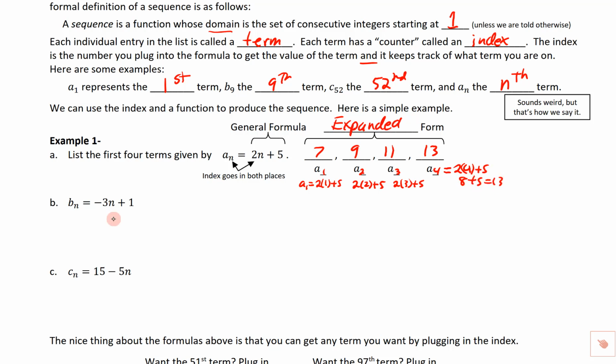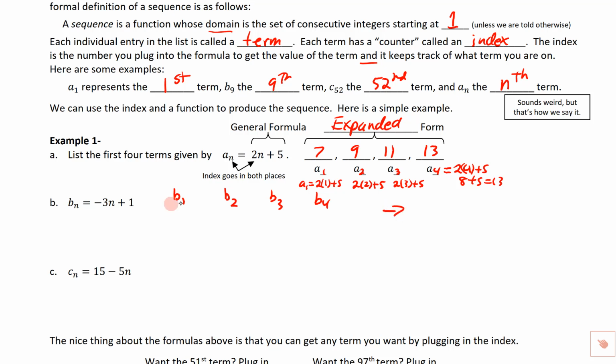So let's take a look at this next one. We're going to use the formula b sub n equals negative 3n plus 1. So here's what I'm going to write down. I'm going to write down b1, b2, b3, b4, and then I'm going to do some work down below, and then we're going to write the answer over here.